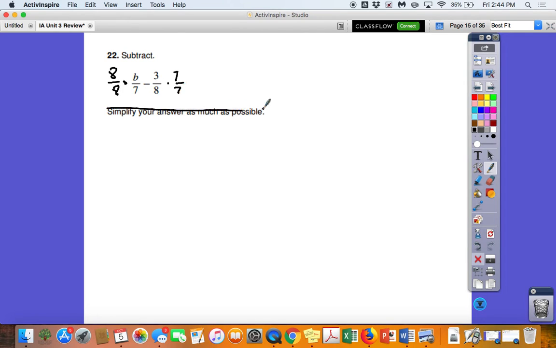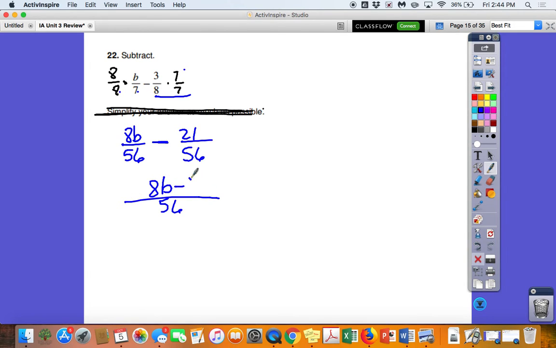So, okay, just kind of ignore this. On the left side, that's going to give me 8b over, and then 8 times 7 is 56. Okay, here's your minus sign. On this side, you're going to do 3 times 7 is 21, and in the bottom, 56. Okay, so now I've got the same thing on the bottom. Squash it together. I got 8b minus 21. Does it factor? 8 and 21 have nothing in common, so you are stuck. Just stop right there.